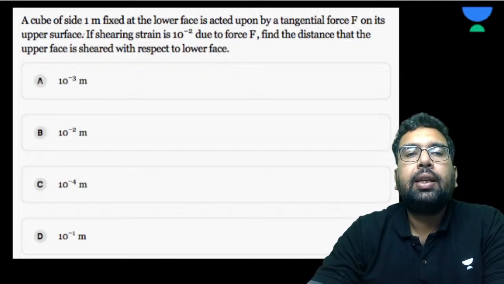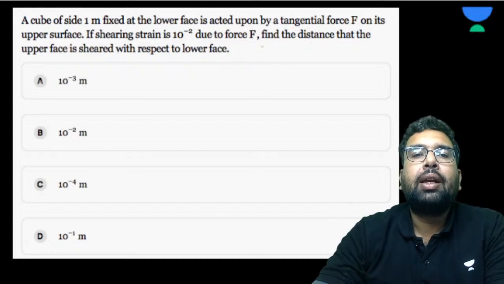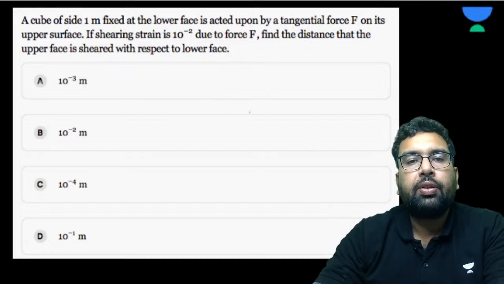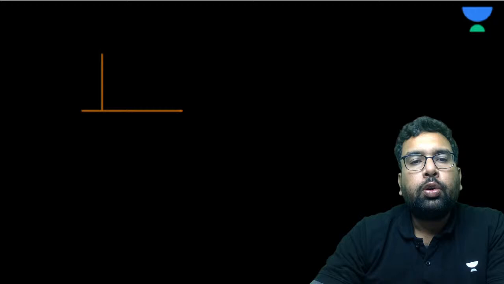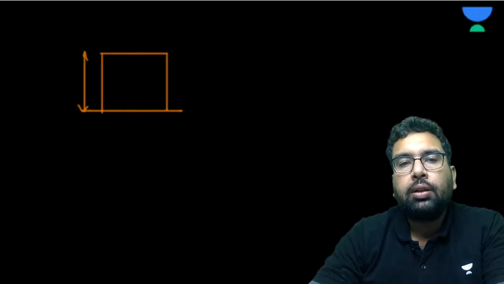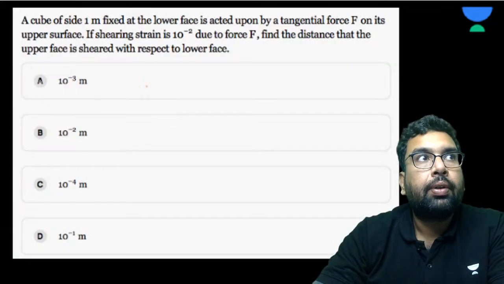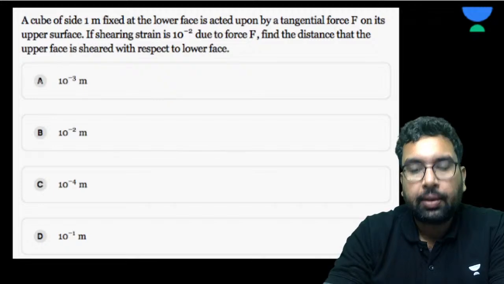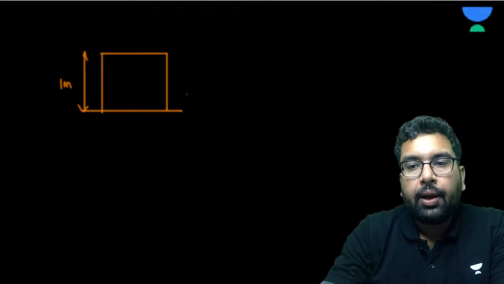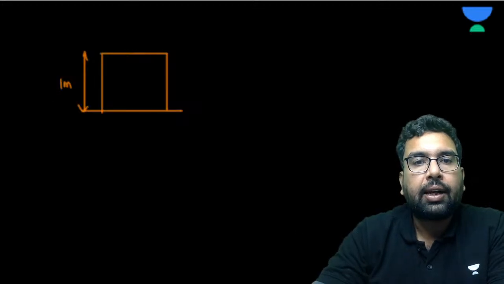So see, it says a cube of side 1 meter, fixed at the lower face, is acted upon by a tangential force on its upper surface. So let's try to figure it out. We have a cube, which has all sides of equal dimension. So this is 1 meter, this is 1 meter, right? And we'll have a tangential force F acting like this.